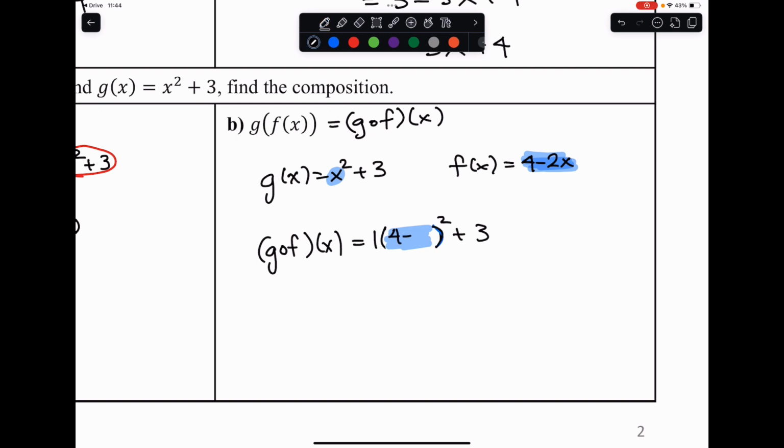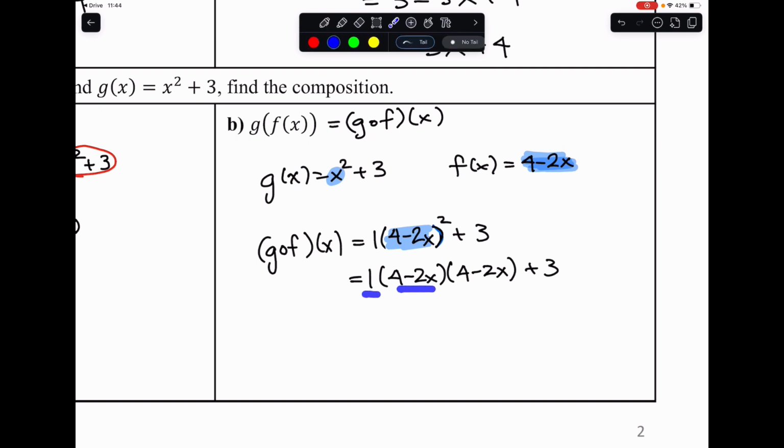So 4 minus 2x. Now, to do this, I cannot distribute whatever this number is inside here first, okay? Remember, exponents take priority. So having this exponent of 2 means I have 2 of these identical things. So I'm going to expand this out, and I have 1 times 4 minus 2x times another 4 minus 2x plus 3.